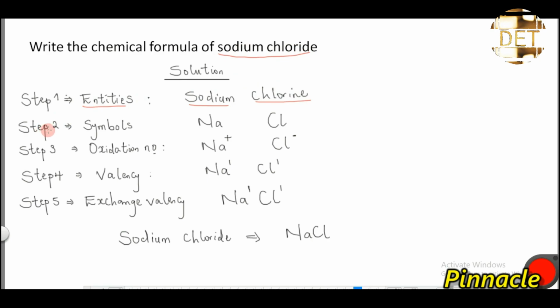The second step is to write out the symbols. The symbol of sodium is Na. The symbol of chlorine is Cl. Then the third step is to write out the oxidation number of these elements. The oxidation number of sodium is Na plus, and the oxidation number of chlorine is minus. How did I know?